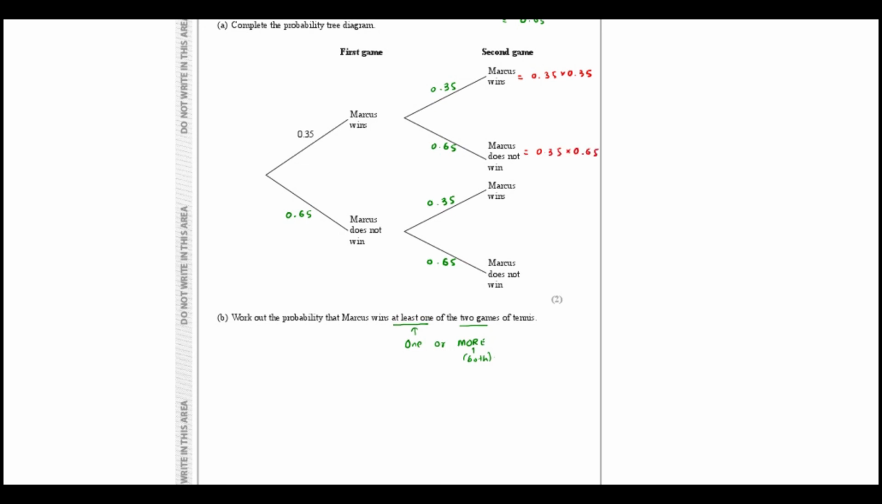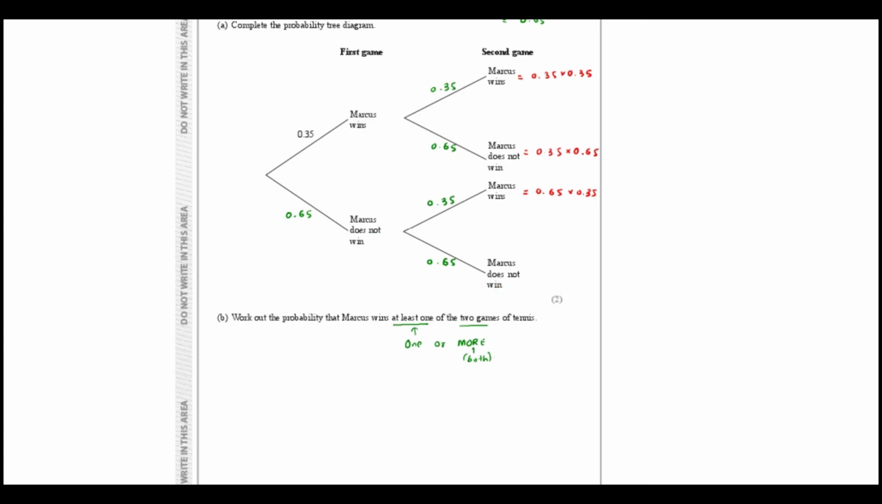Then the next branch, the third branch, Marcus does not win the first game. But the second game he wins. So he is winning one game. So that means I need this part, 0.65 into 0.35. Then the last part, Marcus does not win the first game and Marcus does not win the second game. So both games he is losing.